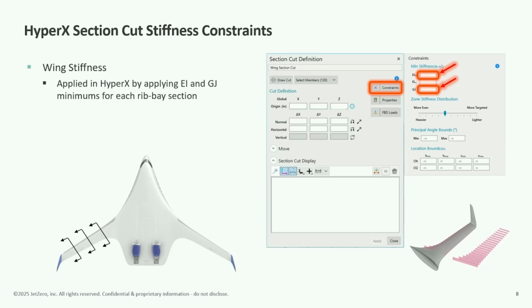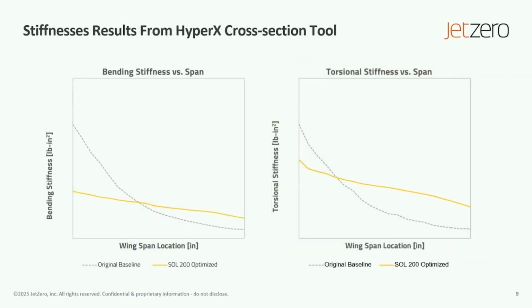So we use these two buttons. We were able to plot bending and torsional stiffness along the span by obtaining the stiffnesses from the properties button for each cross section. And disclaimer, I'm just going to be showing what we did for SOL 200 with the two buttons, the properties and the constraints, but we did do the same process for every single trial.